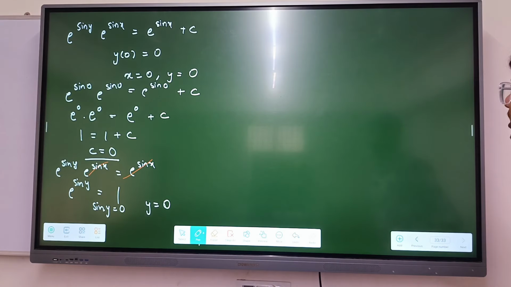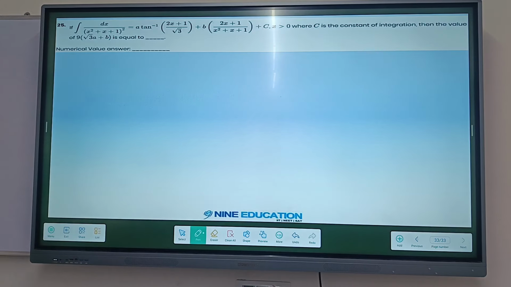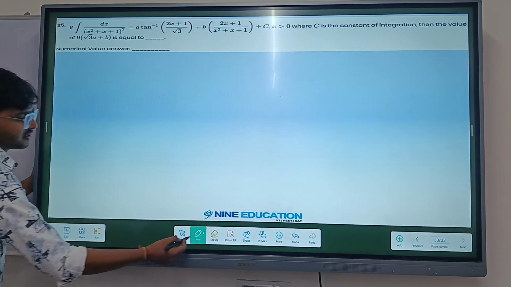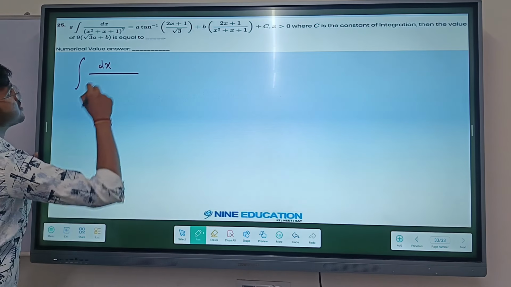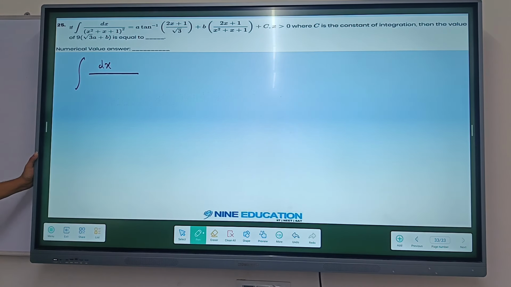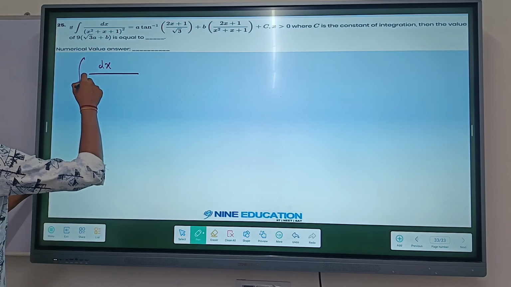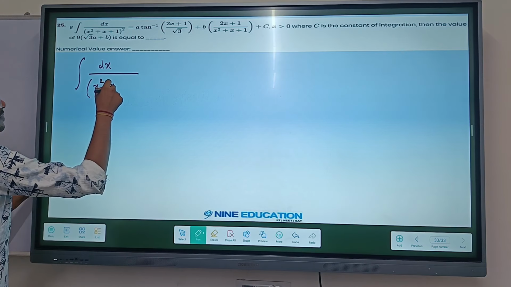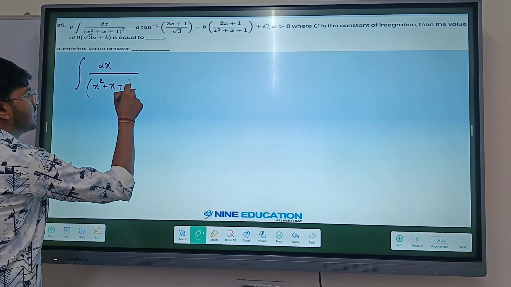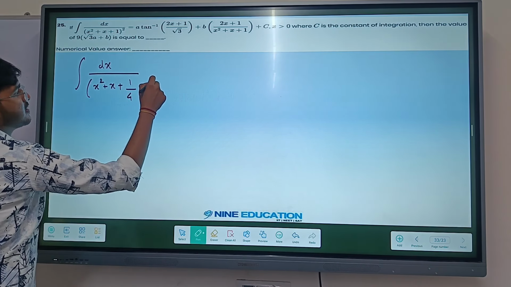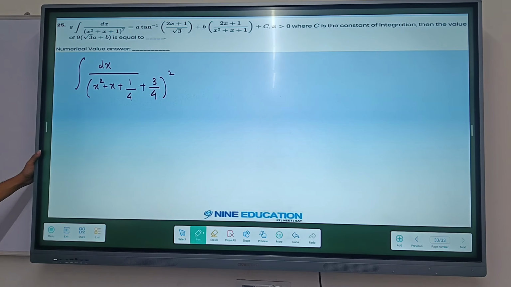Alright, let's come to our final question. Integration of dx by (x square plus x plus 1) whole square. Again, we will try to create a whole square in the denominator, since there is a quadratic. How will we create a whole square? x square plus x plus 1 by 4, as we saw earlier: I can break 1 as 1 by 4 plus 3 by 4.